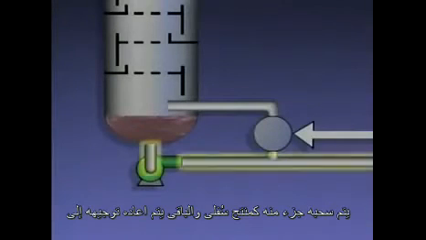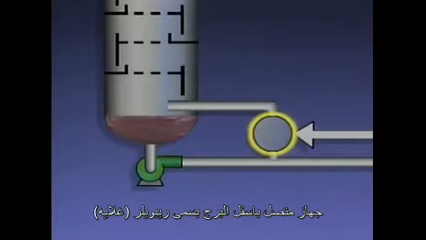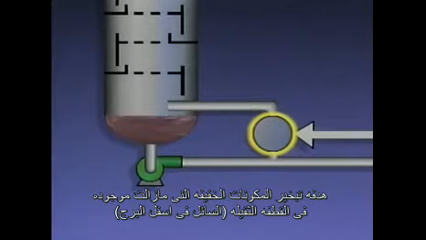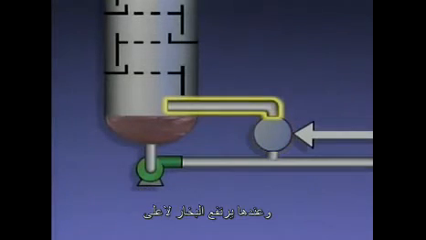Some of this liquid is drawn off as the bottom's product, and some of it's routed to a device called a reboiler, which is connected to the bottom of the tower. The reboiler is usually a heat exchanger that's designed to vaporize the lighter components that remain in the liquid from the bottom of the tower. Vapors from the reboiler, or in some cases a mixture of vapors and liquid, re-enter the tower.